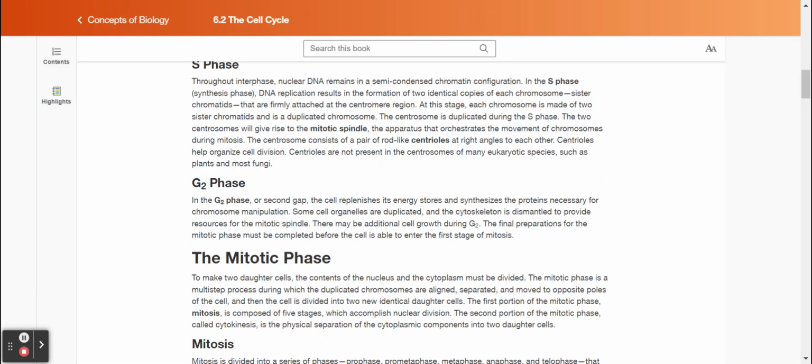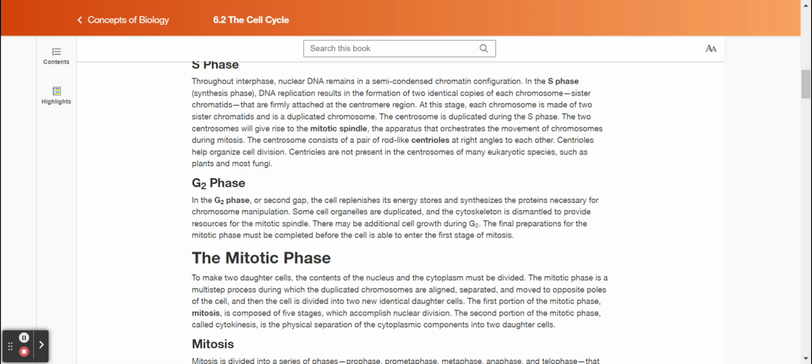S phase. Throughout interphase, nuclear DNA remains in a semi-condensed chromatin configuration. In the S phase, the synthesis phase, DNA replication results in the formation of 2 identical copies of each chromosome, sister chromatids, that are firmly attached at the centromere region. At this stage, each chromosome is made of 2 sister chromatids and is a duplicated chromosome.